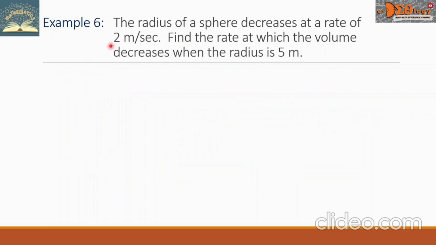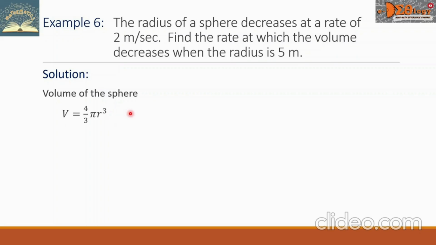Example 6. The radius of a sphere decreases at a rate of 2 meters per second. Find the rate at which the volume decreases when the radius is 5 meters. The problem is talking about the volume of a sphere. So we need the formula for that volume, and it is here.